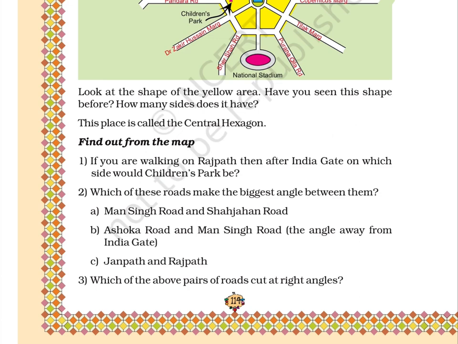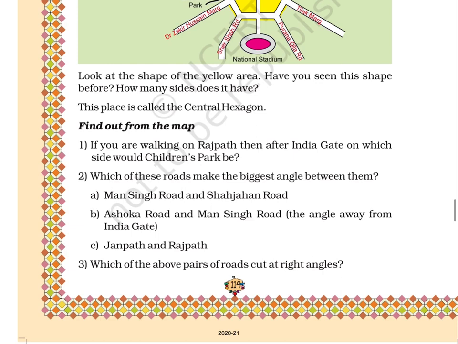1. If you are walking on Rajpath, then after India Gate, on which side would Children's Park be? 2. Which of these roads make the biggest angle between them? A. Man Singh Road and Shah Jahan Road. B. Ashoka Road and Man Singh Road, the angle away from India Gate. Or C. Janpath and Rajpath. 3. Which of the above pairs of roads cut at right angles?